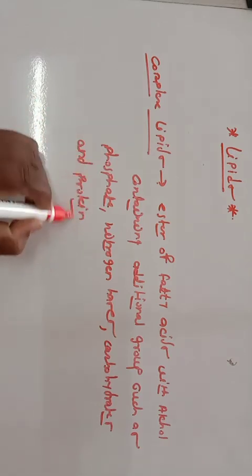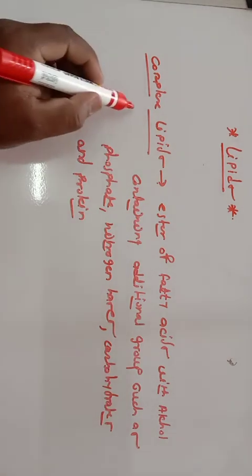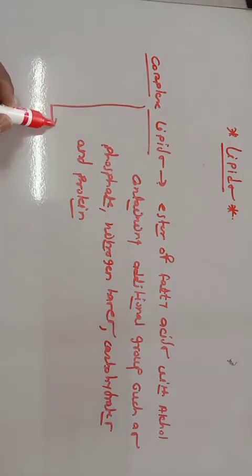So along with fatty acids and alcohol, there is an additional functional group such as a phosphate residue, a nitrogen base, purines and pyrimidines, carbohydrates, and protein. And then they are considered complex lipids.